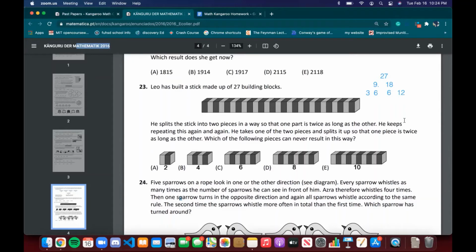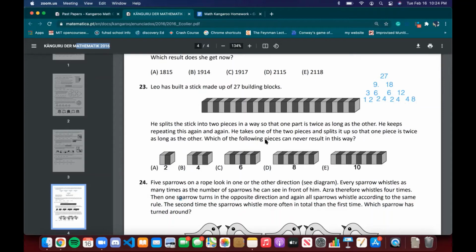And then if we continue splitting it, we'd have a piece that is 1 long and 2 long. The 6 would go to 2 long and 4 long. This other 6 would go to 2 and 4. And the 12 would go to 4 and 8. And all of these you can check, it's correct. So 8 is 2 times 4, and they both add to 12.